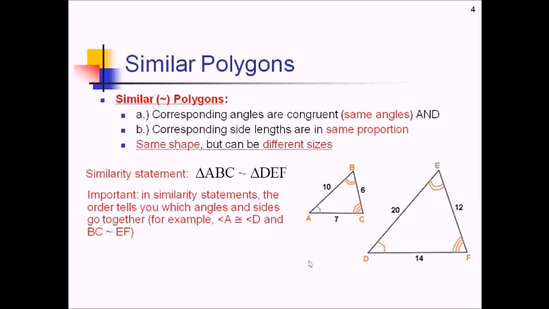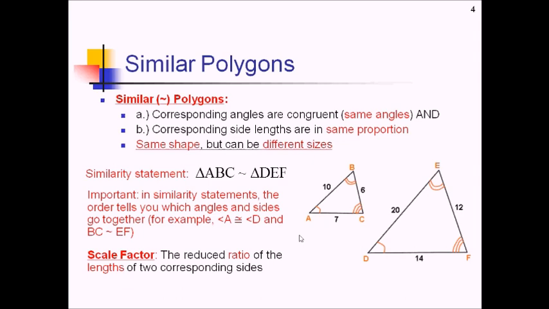Now, if two shapes are in proportion, it means you can multiply all the lengths of one shape by some number, and it would give you all the lengths of the other shape. The ratio of the two shapes' sides we call the scale factor. So if you take the lengths of, for example, triangle ABC and compare them to the lengths of triangle DEF, you'll get a scale factor. Since, for example, side AB is 10 and the corresponding side DE is 20, 10 to 20 means we have a 1 to 2 ratio. All the sides of triangle ABC are half the length of all the sides of triangle DEF.